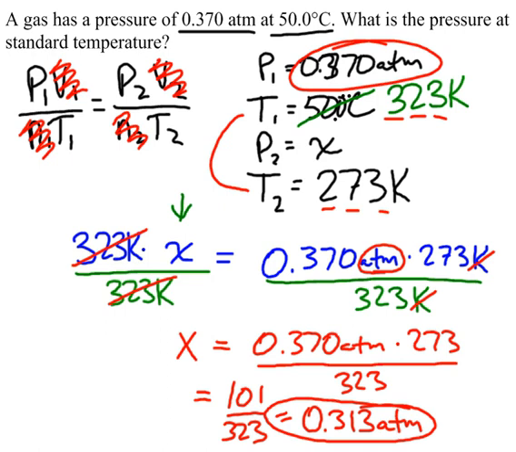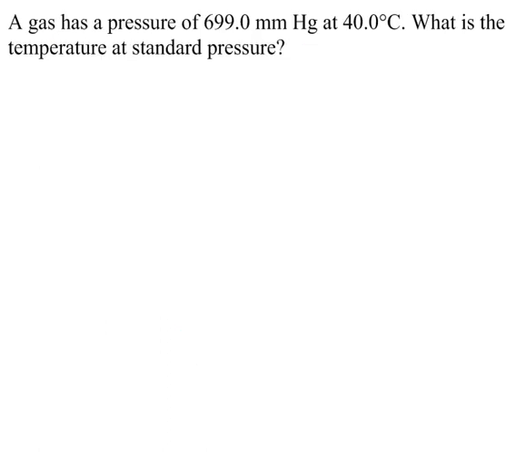All right, let's go ahead and take a look at another problem. A gas has a pressure of 699.0 millimeters of mercury at 40 degrees Celsius. What is the temperature at standard pressure? Now, remember from a previous video, standard pressure is 1.00 atmospheres. But since we're dealing with millimeters of mercury now, the standard pressure is going to be in millimeters of mercury, not in atmospheres.